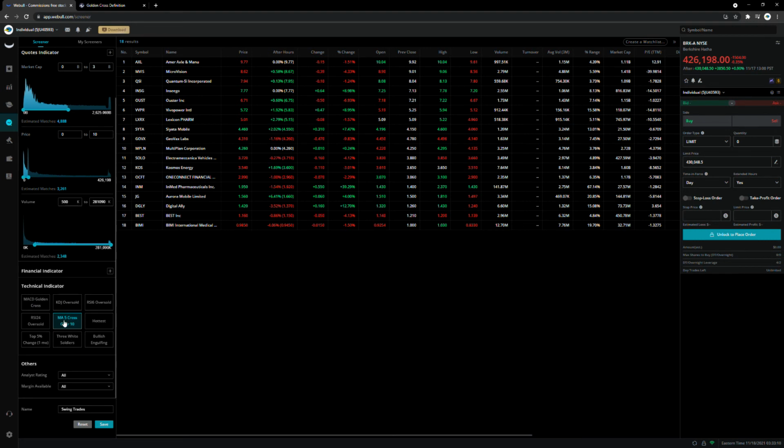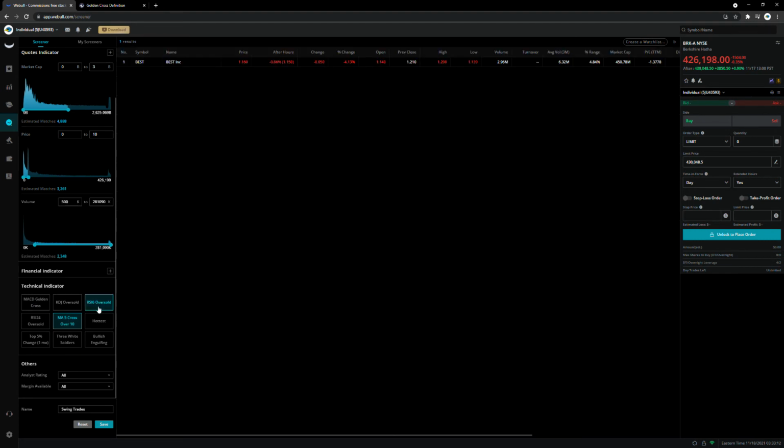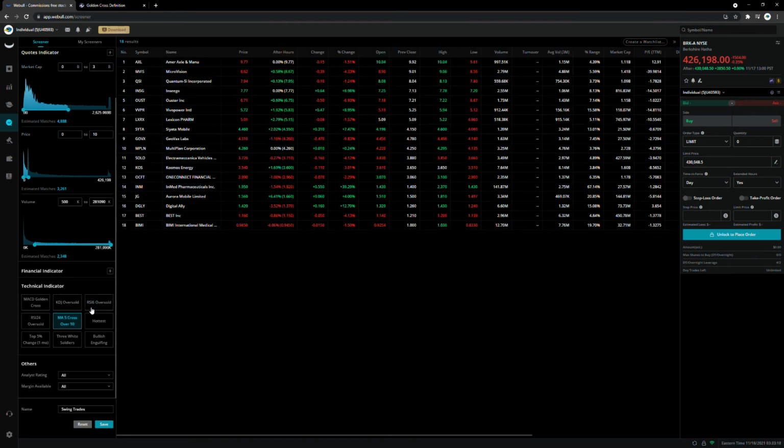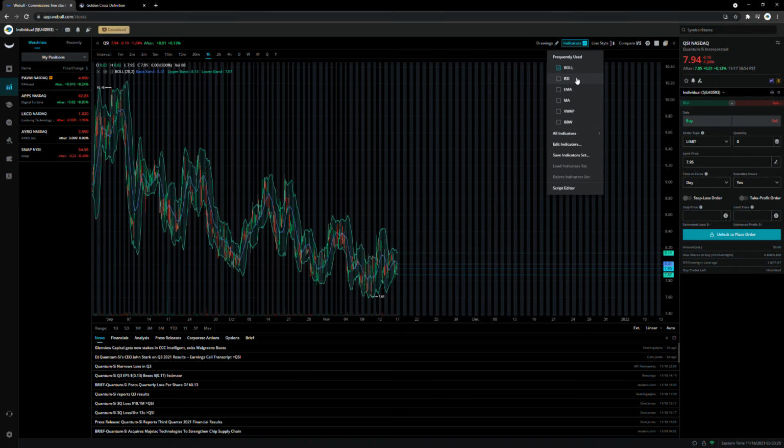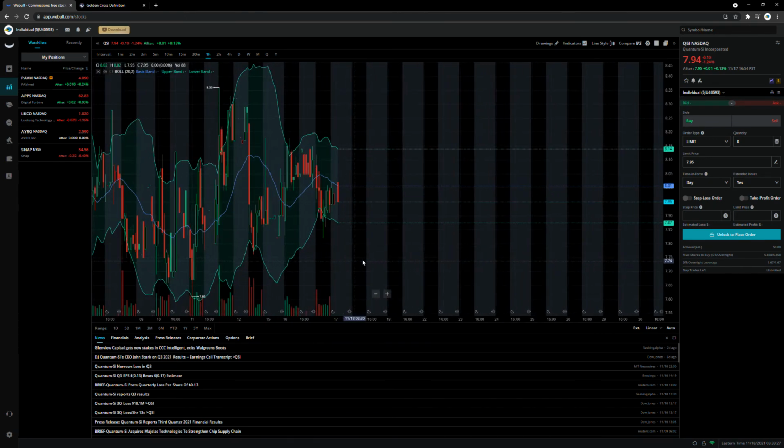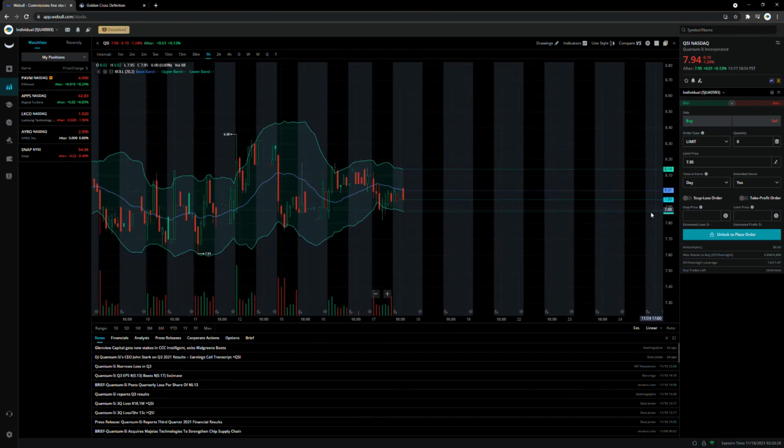Technical indicators, these are the two I use. RSI 6 oversold and the MA5 crossover 10. RSI 6 is a good one. It's pretty much like a Bollinger chart. If you guys don't know what a Bollinger chart is, it's an indicator that you can use, BOLL, in Webull, and it'll pretty much tell you if a stock is oversold and undersold.